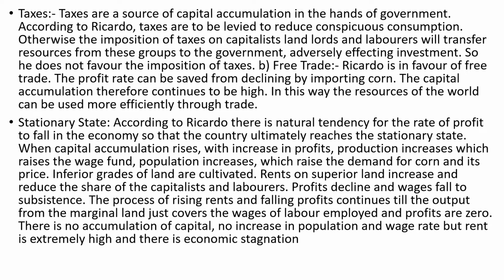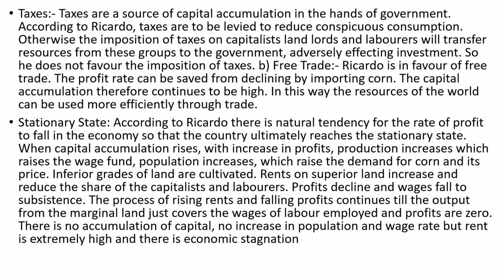As in the case of Adam Smith, Ricardo too agreed to a condition of stationary state. He says that there is a natural tendency for the economy to go to a period of stationary state. That means that the rate of profit will fall so that the country ultimately reaches what is known as a stationary state. When capital accumulation rises, there would be an increase in profit, production would increase, wage fund would increase, population would increase, and as a result, the demand for corn would increase and the price of corn would increase. When inferior grade of land is also cultivated, rent on superior land would increase, and this would reduce the share of capitalists and laborers, and profit would decline. Wages would decline to the subsistence level.